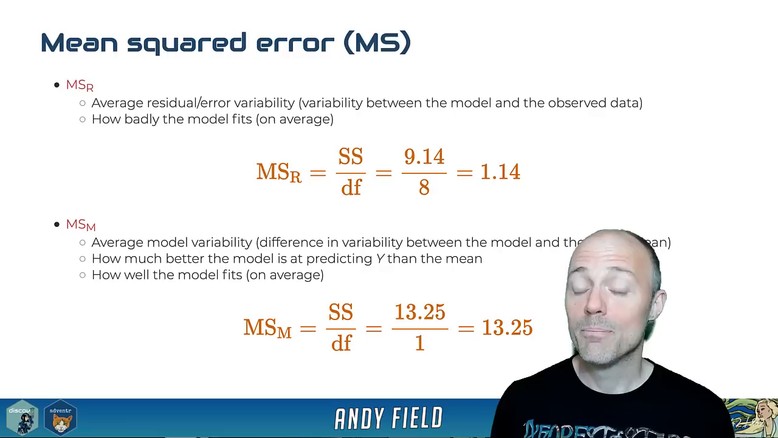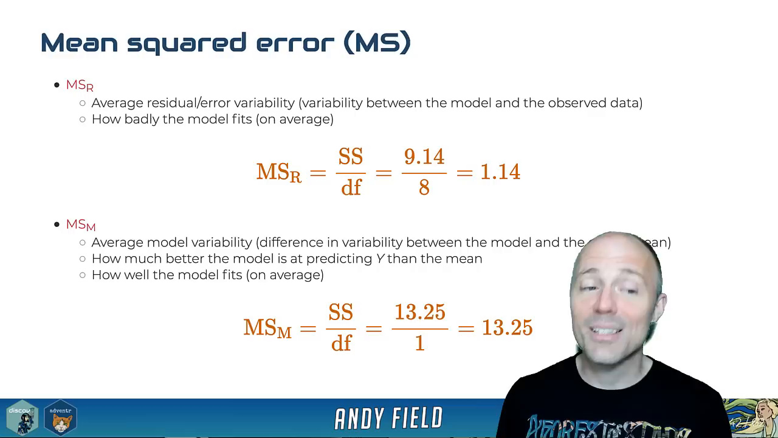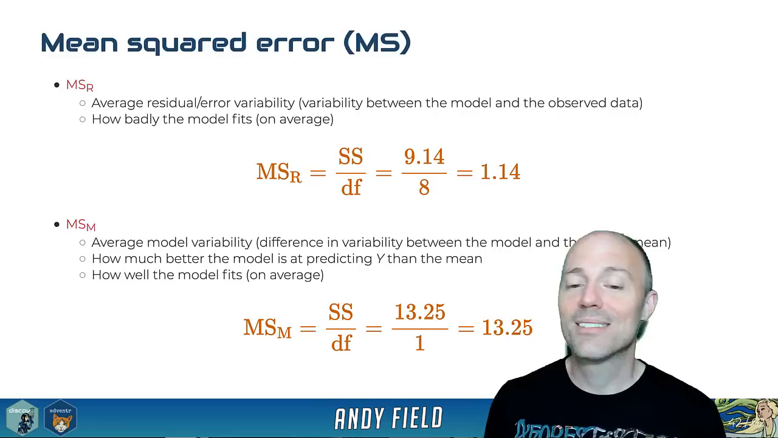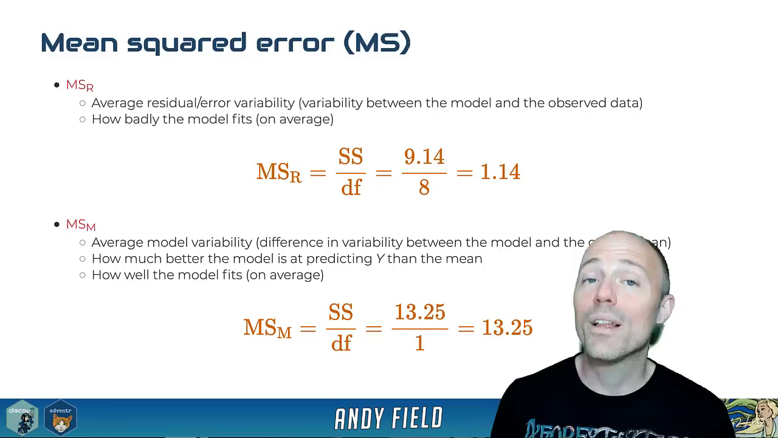So we can compare these values. We can see that on average, how well the model fits is a value of 13.2, and how badly the model fits on average is a value of 1. So it fits much better than it doesn't, if you see what I mean.